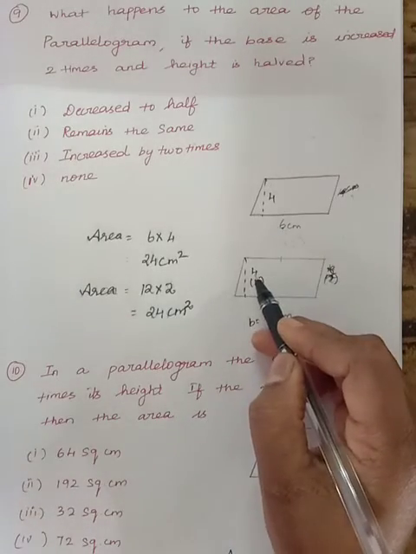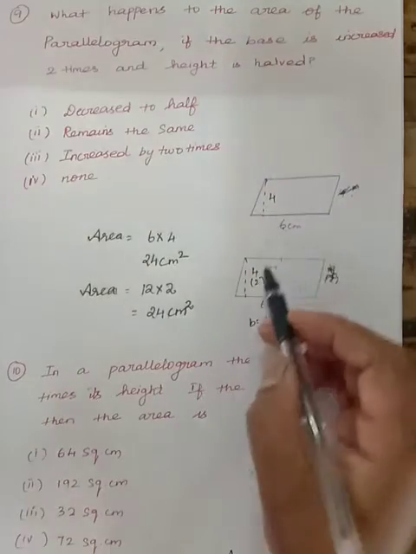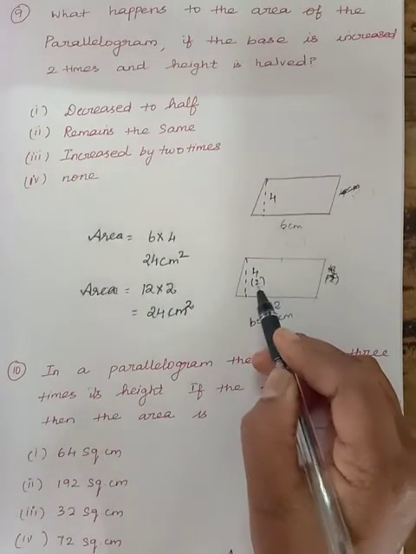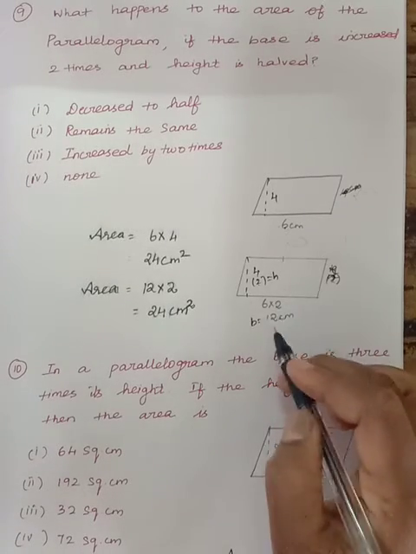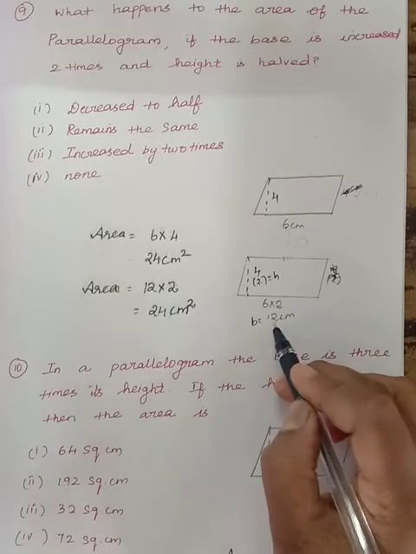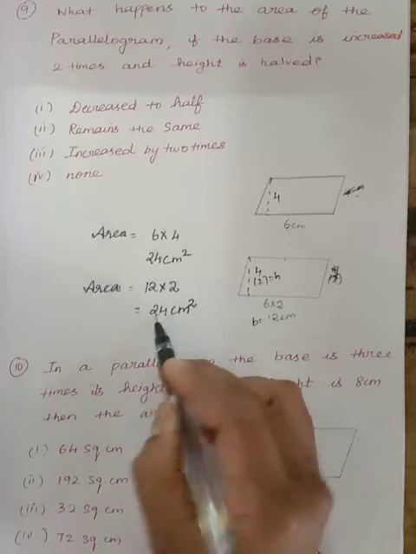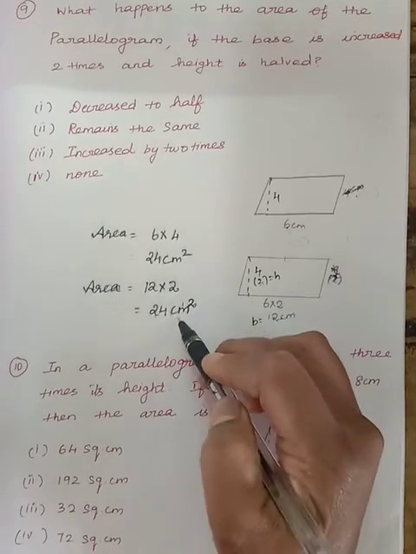And half of the height. Height is half. It is given. So half of the height 4 is 2. Now the new height is 2. Now let us find the area of the new parallelogram. 12 into 2, 24. You see that both are same.